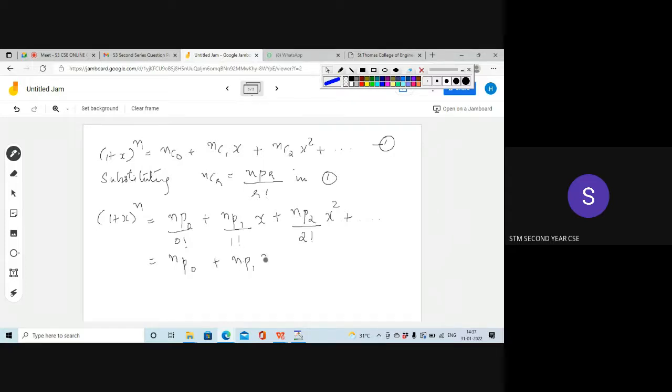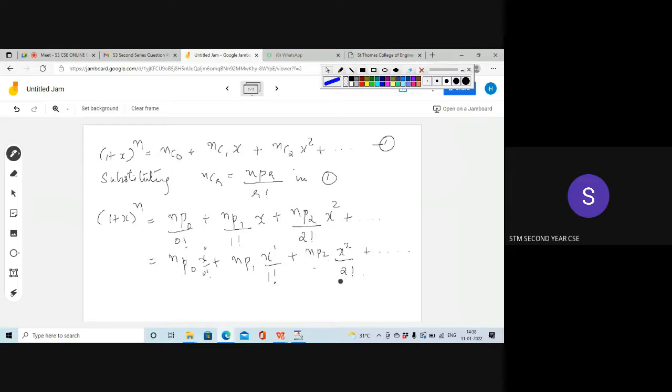Now, is it of the exponential generating function form? I'm taking this 1 factorial and writing it below x, nP2 into x square by 2 factorial, and so on. So this is now of the exponential form, that is x raised to 0 by 0 factorial, x raised to 1 by 1 factorial, x raised to 2 by 2 factorial.